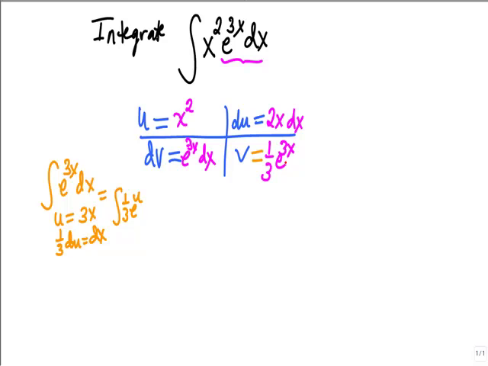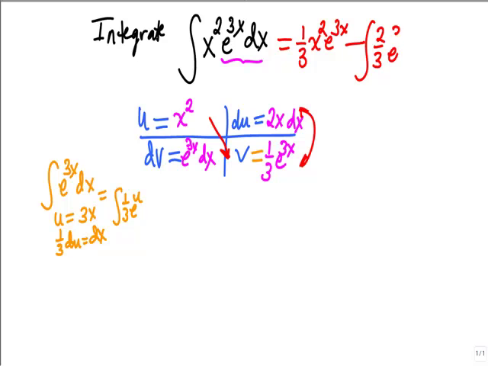So basically it's uv, so it's 1/3 x squared e to the 3x minus the integral of v du. So the integral of 2/3 e to the 3x dx. And it's actually, I forgot the x there, so it's really 2/3 x e to the 3x.